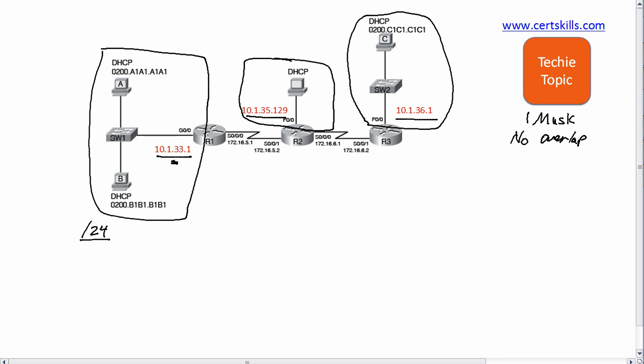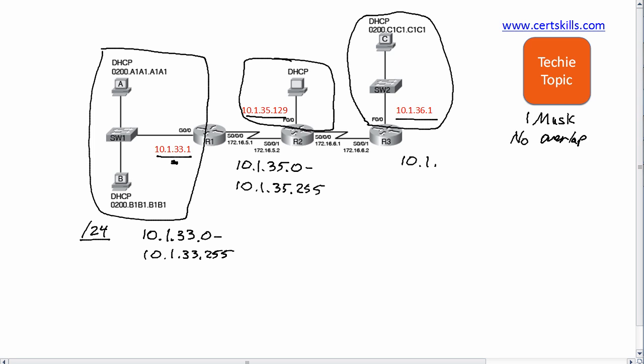Well, if we take that IP address and do the usual math, we'll figure out that the range of numbers in that subnet is 10.1.33.0 through 10.1.33.255. Now, I've included both the subnet ID and the subnet broadcast address in there. The valid range of addresses is one bigger and one smaller than those. In the second subnet, we'll have 10.1.35.0 through 10.1.35.255. And with this nice easy /24 mask, we get 10.1.36.0 through 10.1.36.255. So if everybody uses that /24 mask, we don't have any overlap between the three subnets.